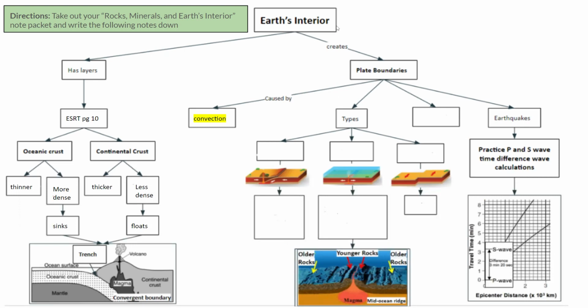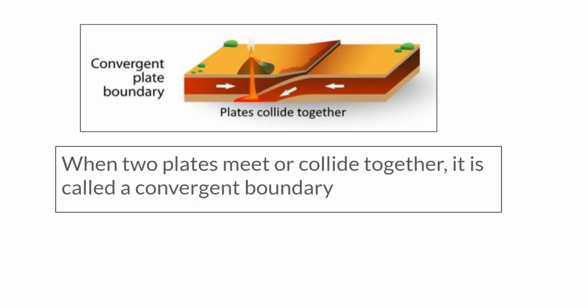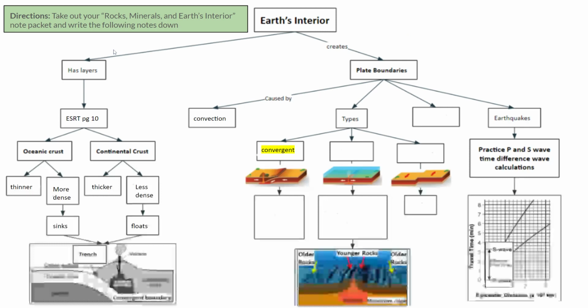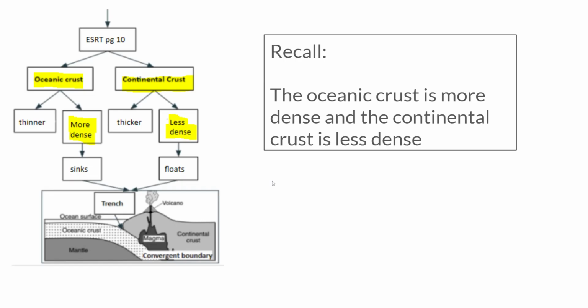Plate boundaries: Earth's interior creates plate boundaries, and plate boundaries are caused by convection in the asthenosphere, which is part of the mantle. So let's talk about the types of plate boundaries. When two plates meet or collide together, we call that a convergent plate boundary. Let's write that down. So one of the types of the plate boundaries is a convergent plate boundary, and that's when two plates collide or meet.